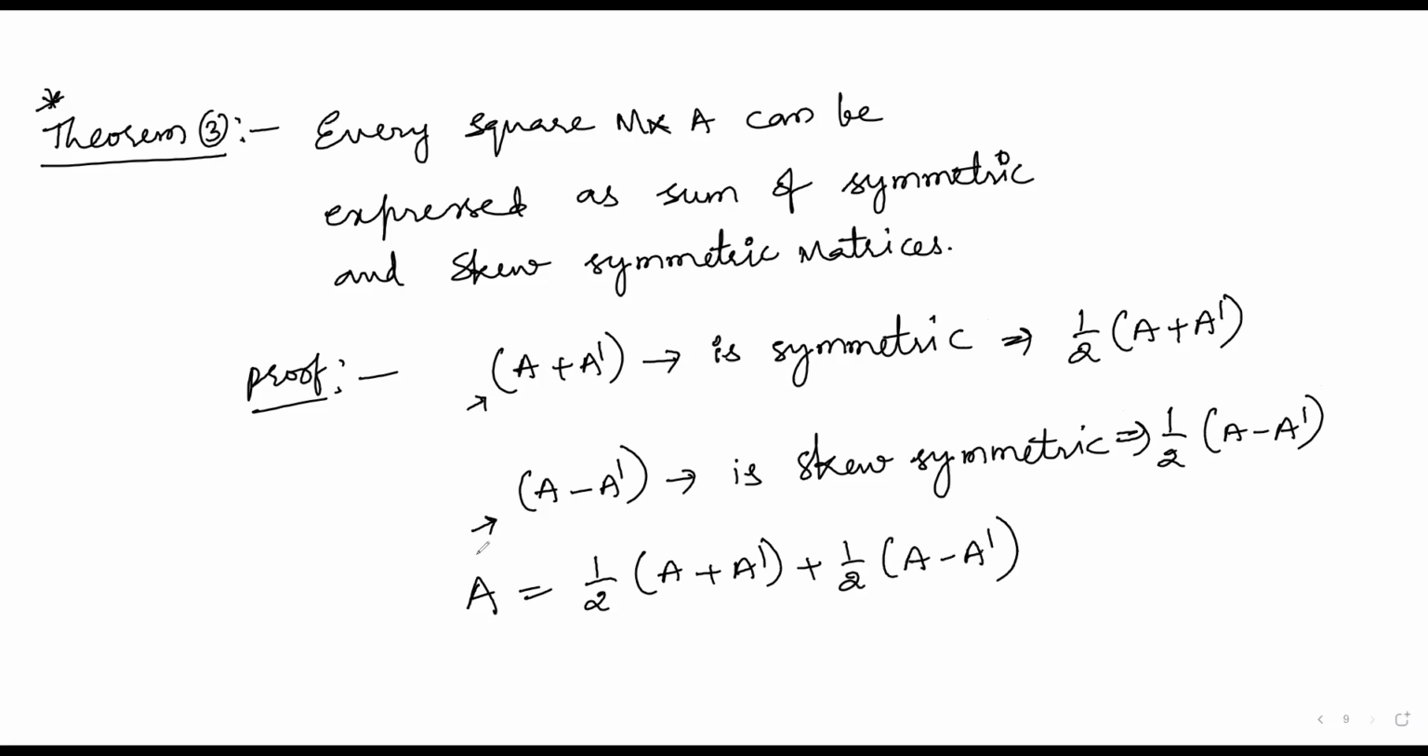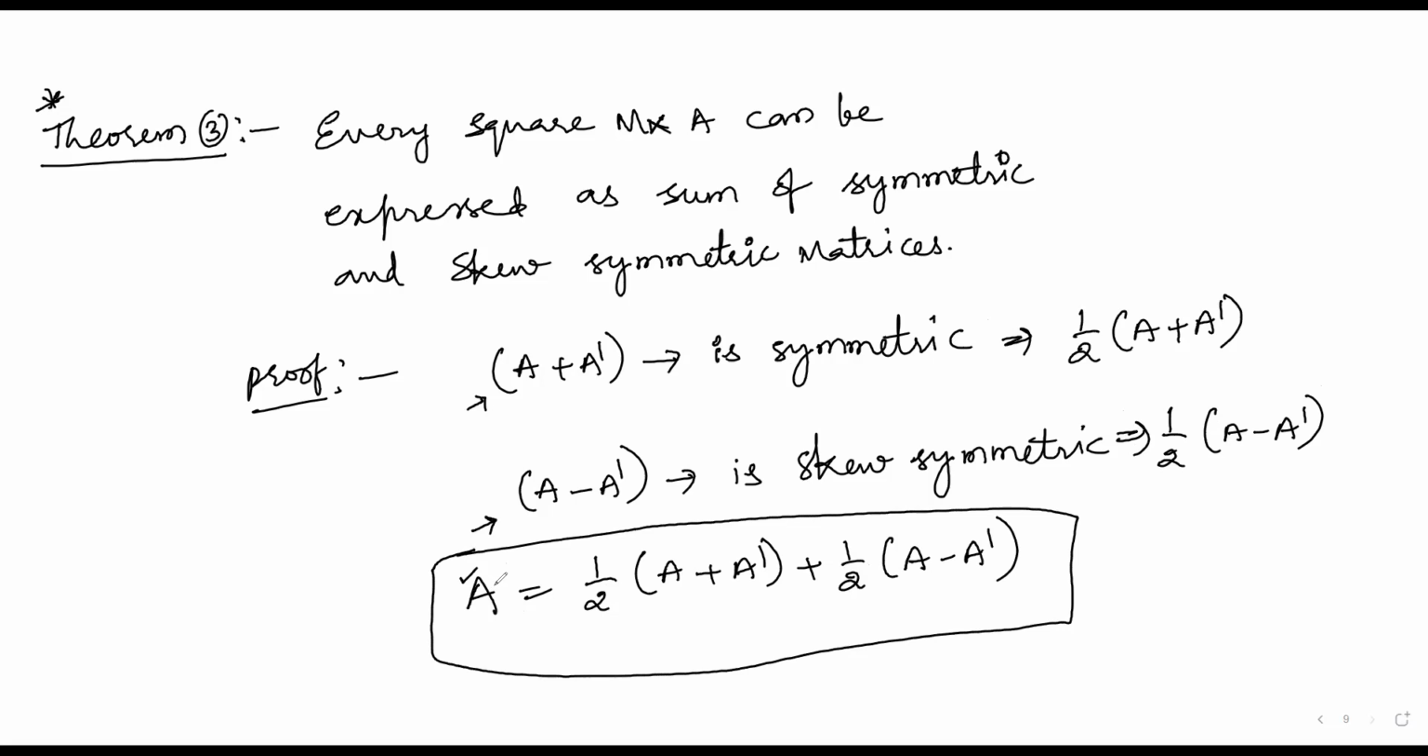Very simple, no? Every matrix A can be expressed as a sum of a symmetric matrix and a skew symmetric matrix. This is the symmetric matrix, this is the skew symmetric matrix. Very important result. Many different model problems we can form based on just this simple result. This looks very simple, but its application can be very tricky. So we should learn this. Then we will go to the problems.